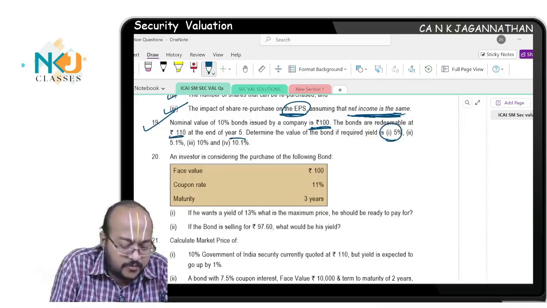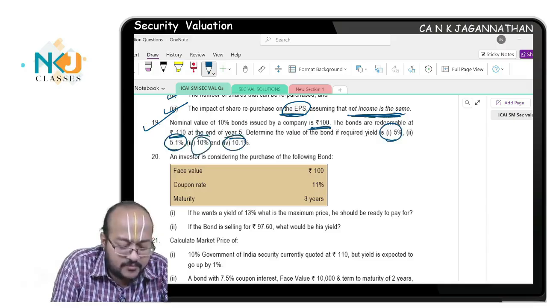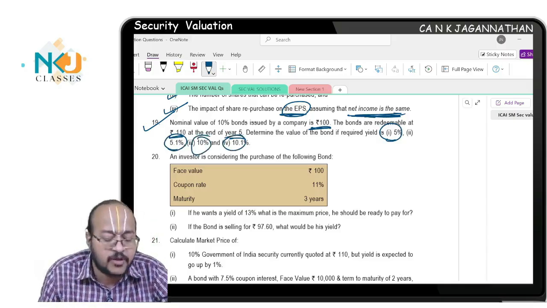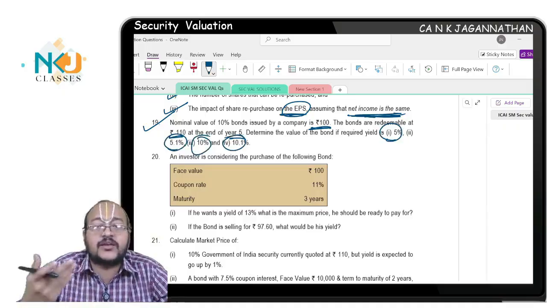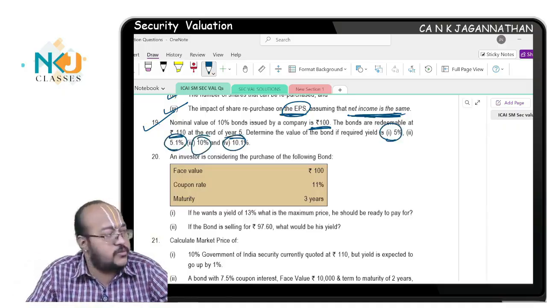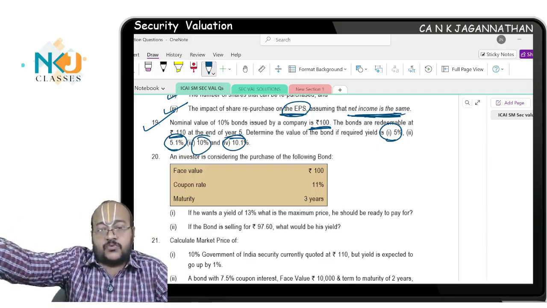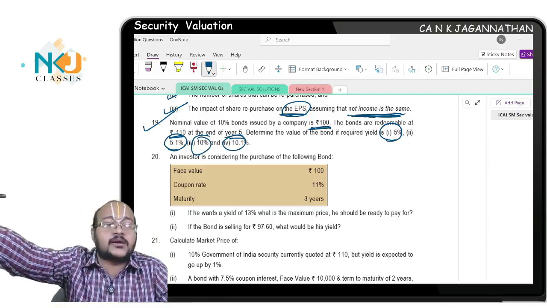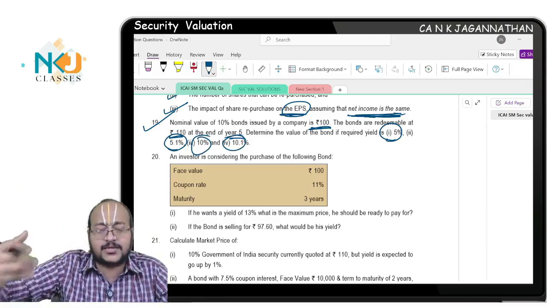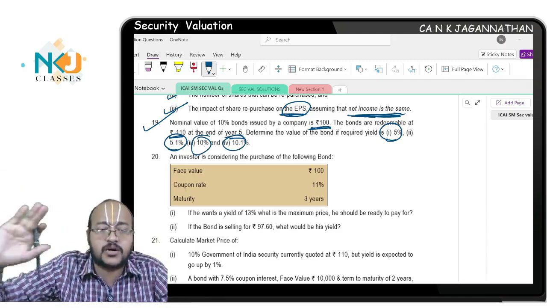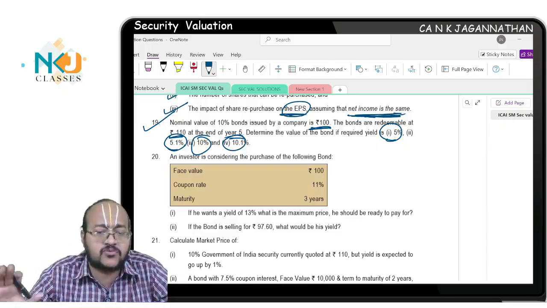If required yield is 5%, 5.1%, 10%, 10.1%, four different options are given. See, what is the value of the bond? This is a valuation question. Value of a bond is nothing but the present value of future cash flows arising from the bond, discounted at the required rate of return. Value of any asset is the present value of the future cash flows discounted at the required rate of return, as per the discounted cash flow method.